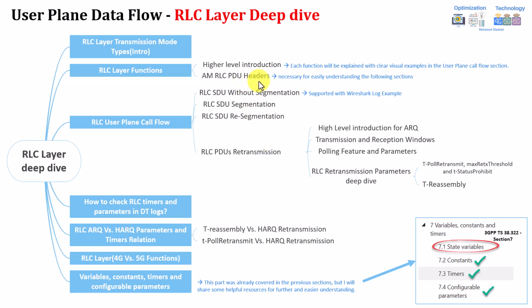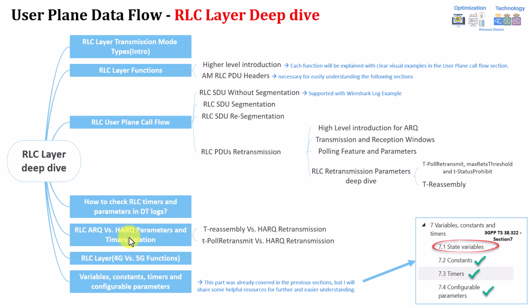So don't skip the header part, because without the header part, you will not really easily understand the remaining parts. You can understand it, but not that easily. So the header part is very important. Okay, so this is what we begin to cover. Then we'll show you quickly how to check all the related parameters, which I highlighted in the previous slide, through the drive test logs.